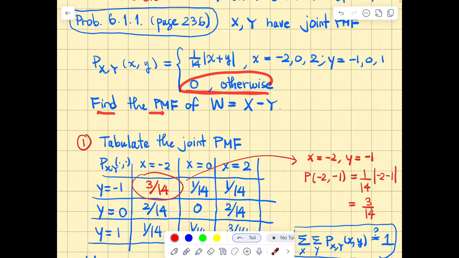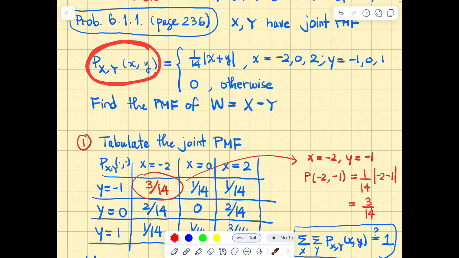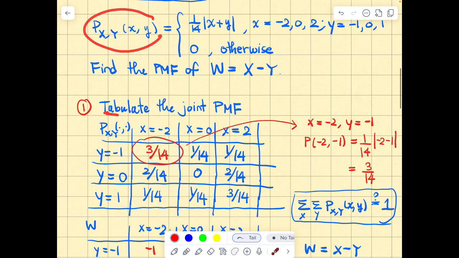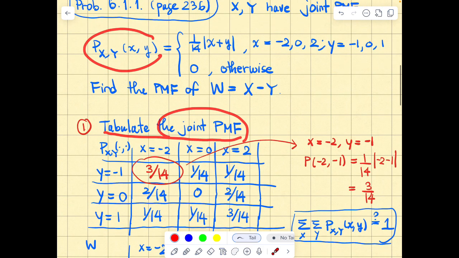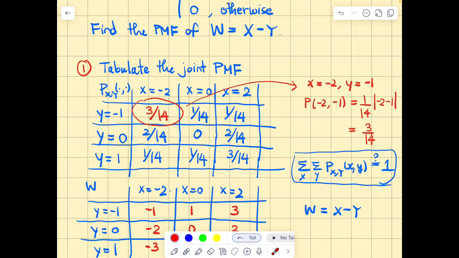It says find the PMF of a new random variable W, which is equal to X minus Y. So the function is simply taking the difference between X and Y, right? Or X minus Y. So how do we find the PMF of this random variable W? Okay. First, we have to find out what this probability mass function really is, right? So the first thing we do is we're gonna tabulate this joint PMF. Okay. So tabulate means instead of writing it in this cryptic way, we're gonna expand and show all the cases.